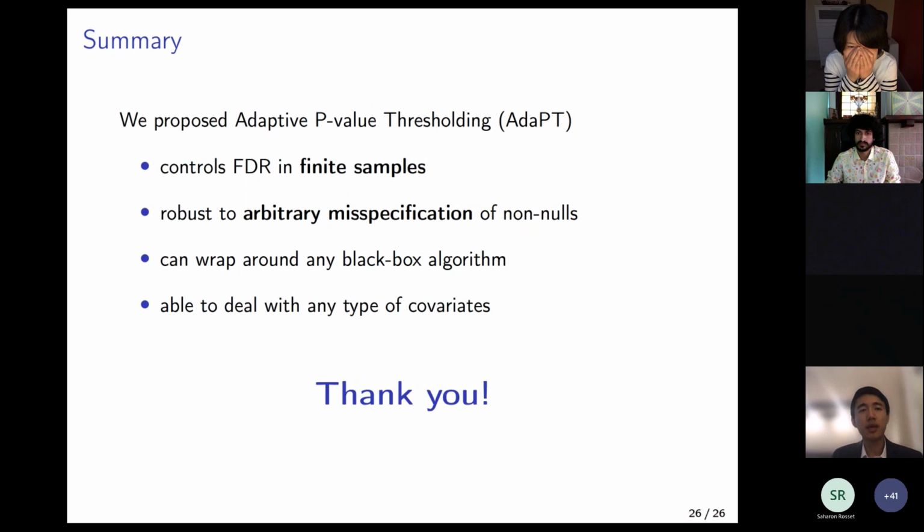So just to wrap up, in this talk, we proposed the adaptive p-value thresholding procedure, or ADAPT in short, which controls FDR in finite samples under the standard assumptions in the multiple testing literature, is robust to arbitrary misspecification of non-nulls, and can wrap around any black box algorithm and deal with any type of covariate.